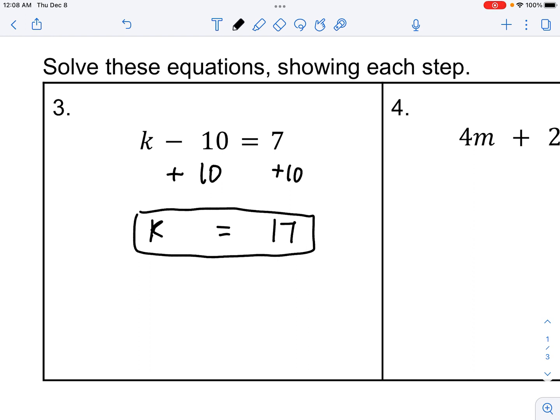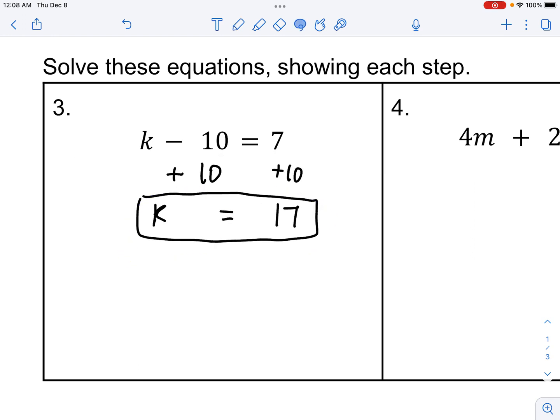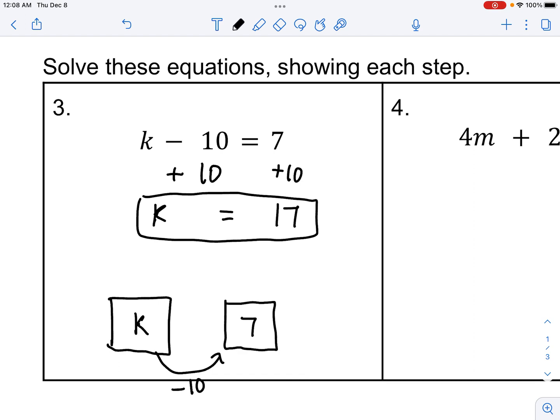If you want to use the mystery number method, that's also acceptable. We start with the mystery number k. We subtracted 10 from it and got 7. So going in reverse, we can add 10 to 7 and get 17 that way. Both of these methods are perfectly acceptable. What I don't want to see is stuff like this. That's not really sensible.